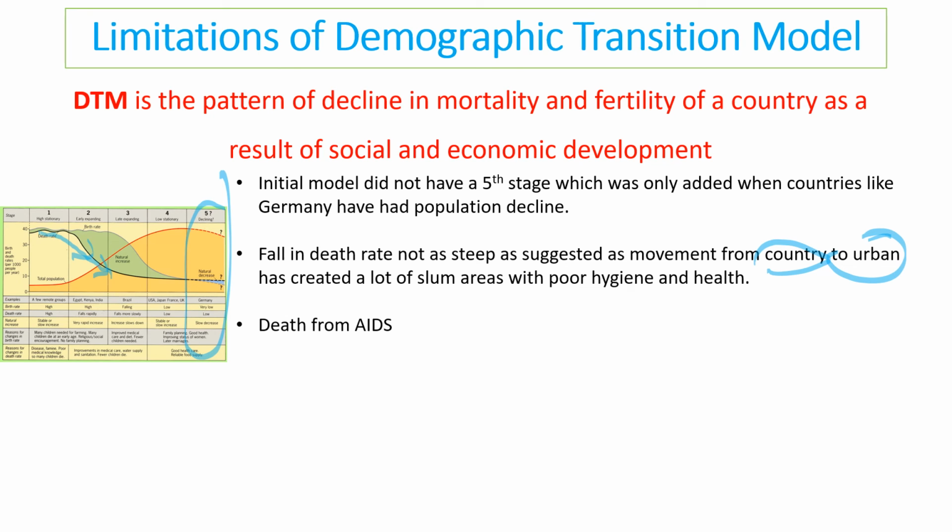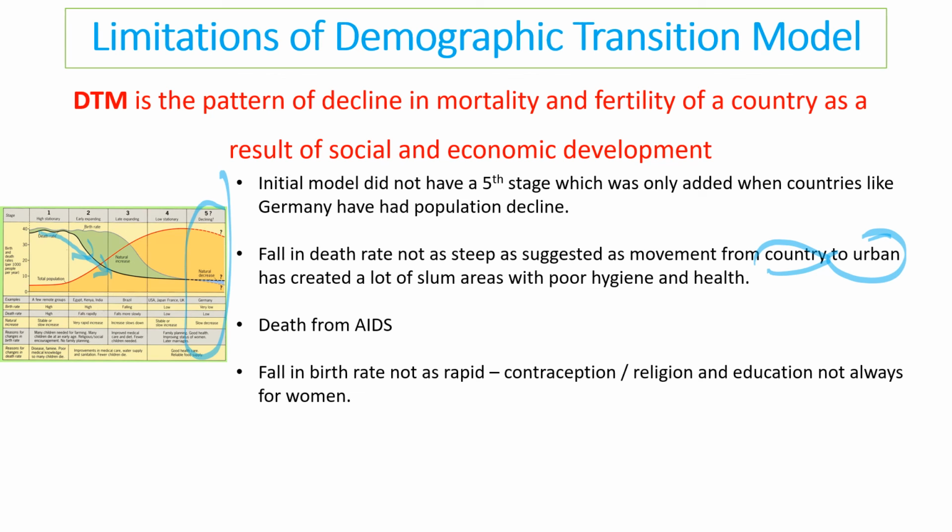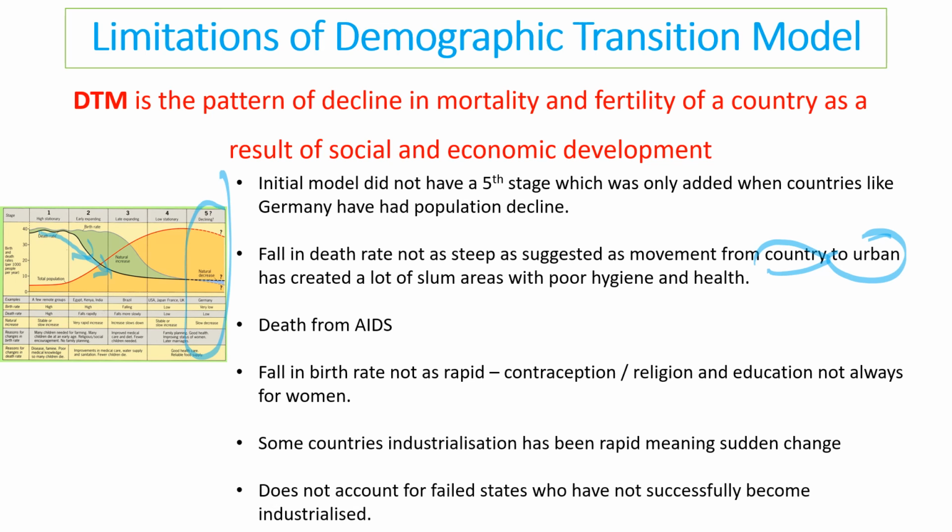It doesn't account for diseases such as AIDS and coronavirus and things like that, which will have affected different countries in different ways. And the fall in birth rate is also not as rapid as originally theorized, because education and religion do not always appear at the same rate for women in countries as they have for men as conditions improve. In some countries, industrialization has been a lot more rapid as well, meaning sudden changes, and it does not account for failed states. So some countries have become economically viable for a very short period of time and then collapsed, and that is not going to follow the same pattern.